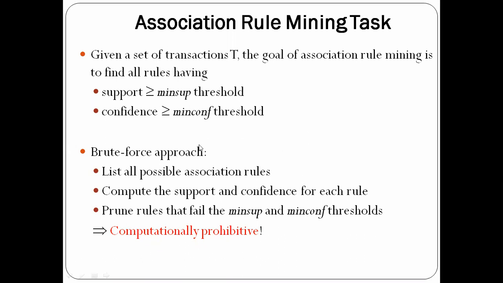So in this method, we find and list all the association rules, then compute the support and confidence of all these rules, and compare them with the minimum support and the minimum confidence. If the support and confidence of a rule are greater than or equal to the minimum support and minimum confidence, we consider it an interesting rule. If they are less than those values, we remove that rule because it is uninteresting. This is one of the approaches. There are many other approaches also.